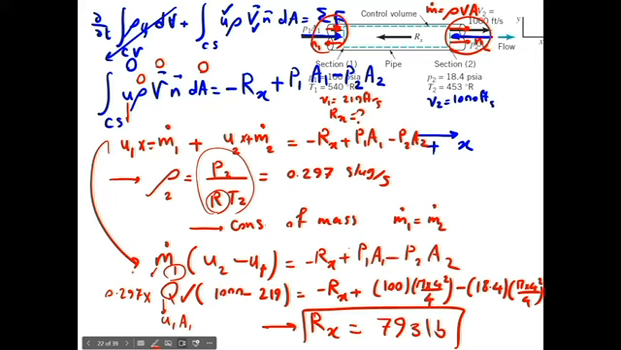So I think I should just leave the last 2 examples for you. There are 2 more examples, which I'm going to leave for you.